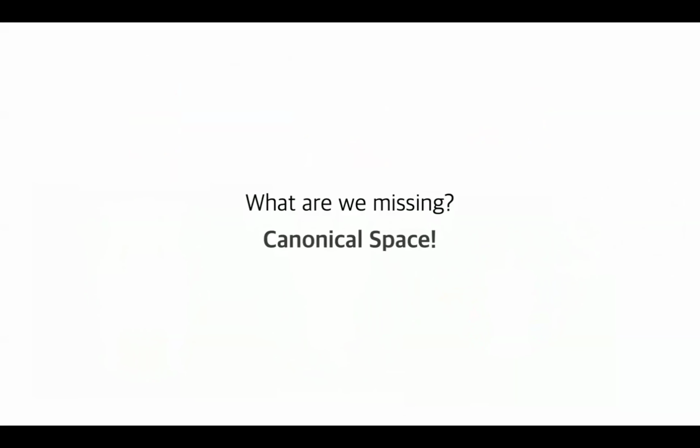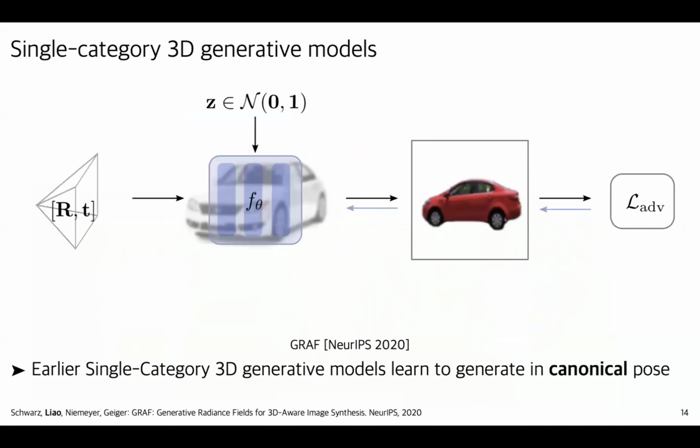So what are we missing here? And the answer to this is the canonical pose, the canonical space, right? Before we dive into the cross-category canonical space, let's first look at some examples of single-category 3D generative models. So this is an early work we did in 2020, where we extend NeRF to GAN, a 3D GAN called GRAF, right?